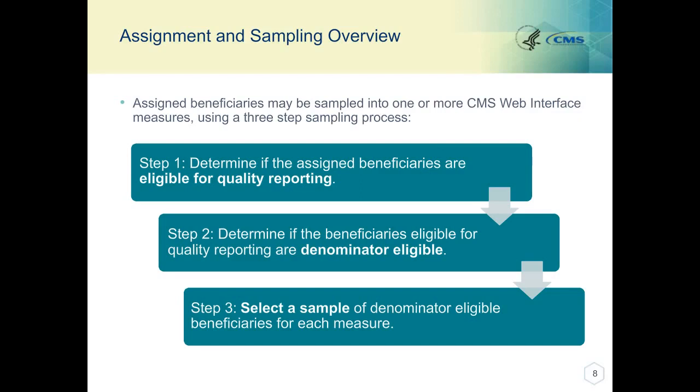After determining their quality eligibility, we will look to see if these beneficiaries are denominator eligible. And this includes looking at denominator-specific criteria, such as age, diagnosis, if applicable, and any visit requirements for that measure. Lastly, we will select a sample of denominator-eligible beneficiaries for each measure. Next slide, please.